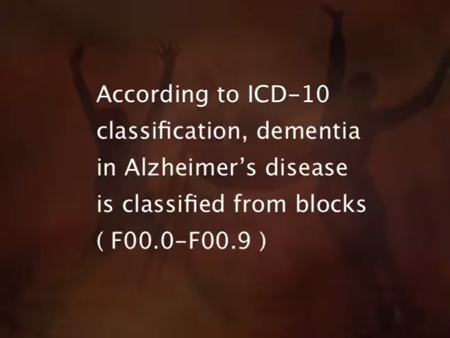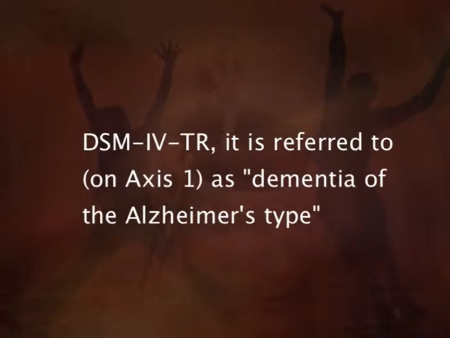Although research has revealed a great deal about Alzheimer's, precise physiological changes which trigger the development of Alzheimer's disease largely remain unknown. According to ICD-10 classification, dementia in Alzheimer's disease is classified from blocks F00.0 to F00.9, and in DSM-IV-TR it is referred to on axis 1 as dementia of the Alzheimer's type.